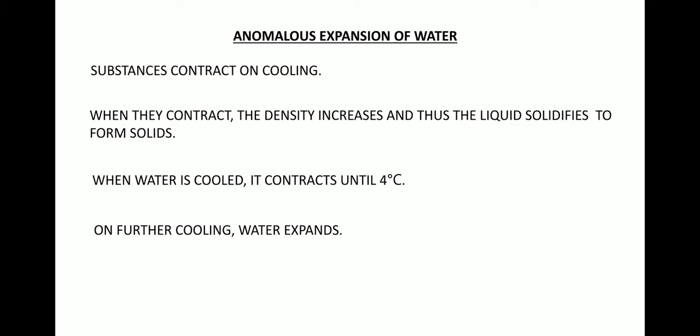This behavior of water is something unusual. That's why we call it the anomalous expansion of water. So its density decreases until it reaches 0 degrees Celsius. From 4 degrees Celsius to 0 degrees Celsius, water expands and thus its density keeps on decreasing. That's the reason the density of ice is less than the density of water.